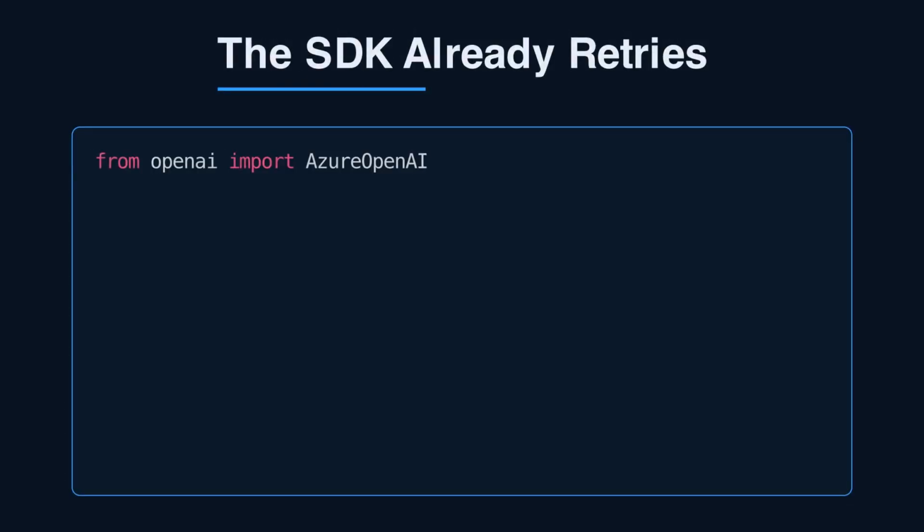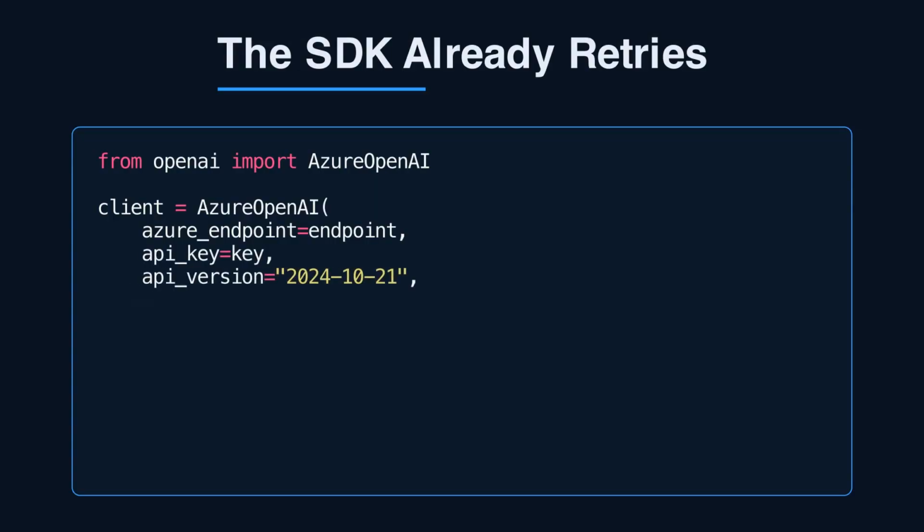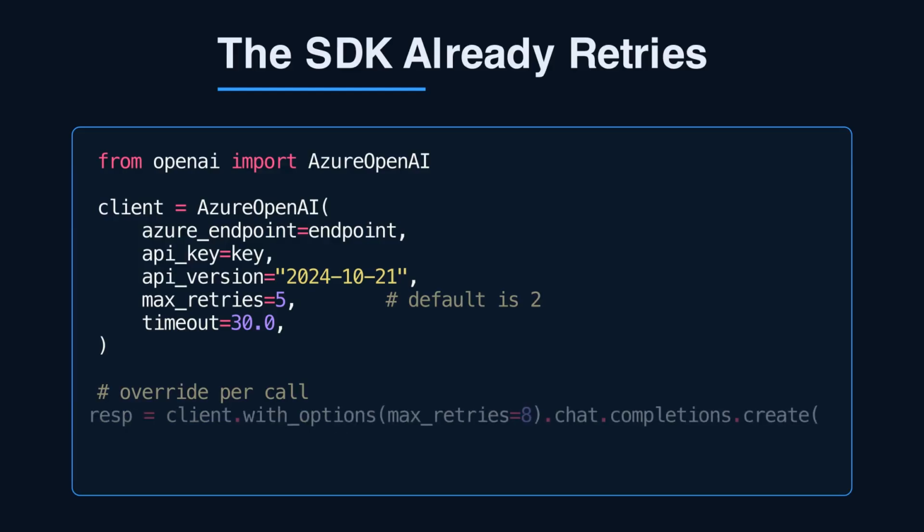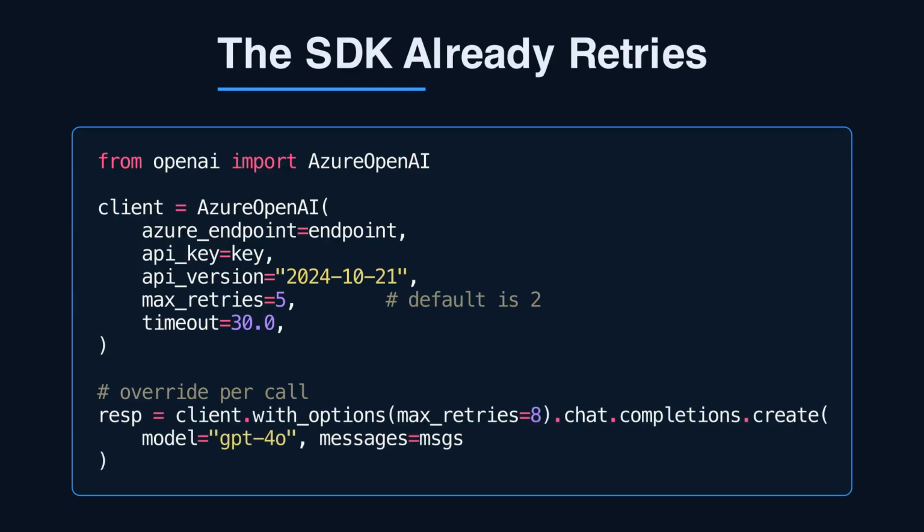Here's what many people miss. The official OpenAI Python library has retry logic built in. By default, the Azure OpenAI client retries up to 2 times on 429s, connection errors and 5xx responses using exponential backoff. It also respects the retry-after header automatically. You control this with the max retries parameter on the client, or per request with options. So before you reach for Tenacity or hand-rolled loops, ask whether bumping max retries to 4 or 5 solves your problem. For many workloads, it does.